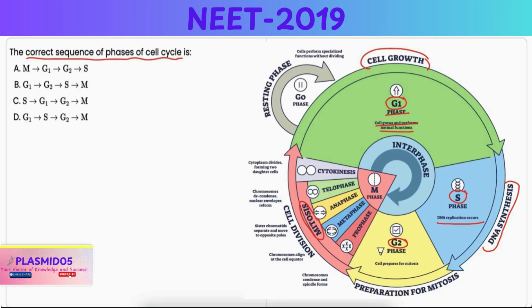In the gap 2 phase, that is the G2 phase, the cell continues to grow, synthesizing proteins and making final preparations for mitosis.